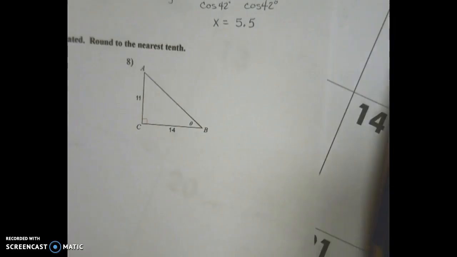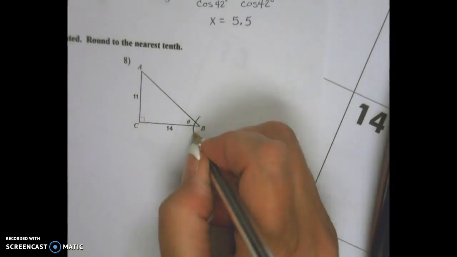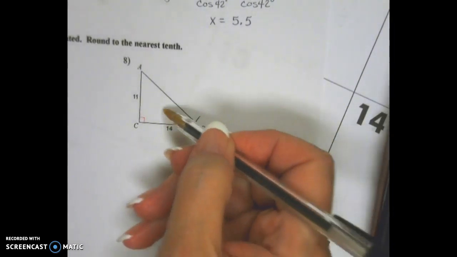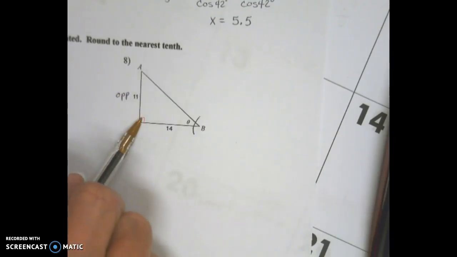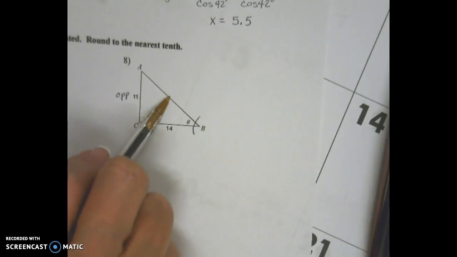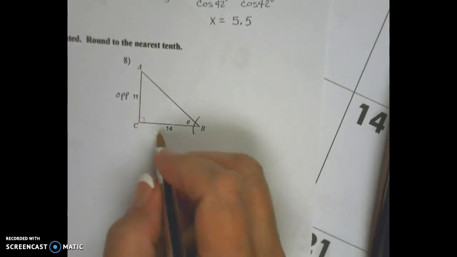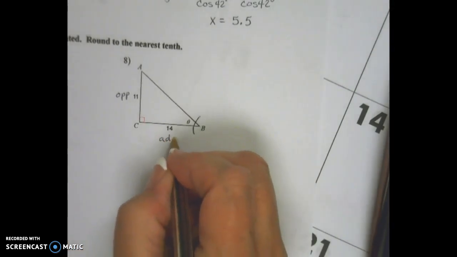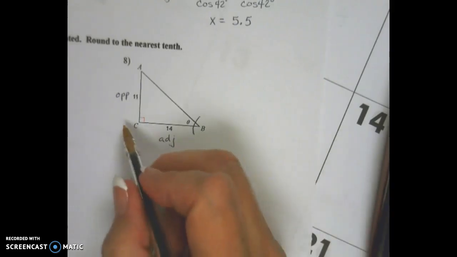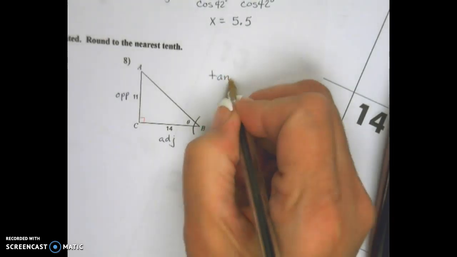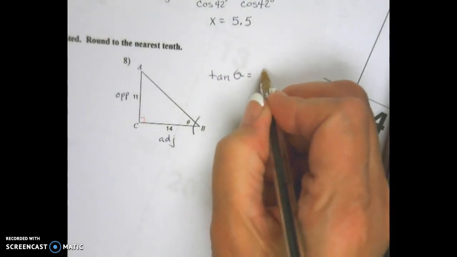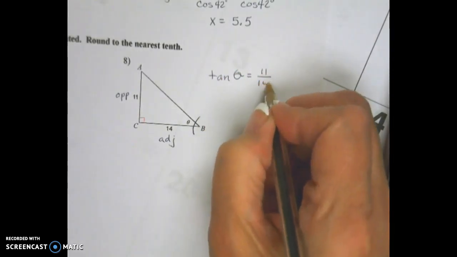Okay, so for our last problem here, again, I'm going to mark my angle. Now from this angle, I look through. That's my opposite side. Across from the right angle is my hypotenuse, which I don't have marked. So that leaves this side to be adjacent. Again, opposite and adjacent is tangent. So the tangent of theta is equal to 11 over 14.